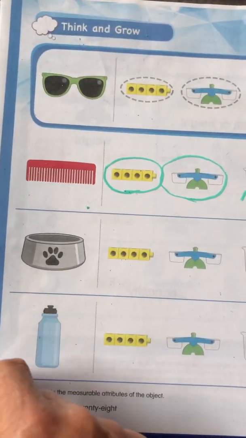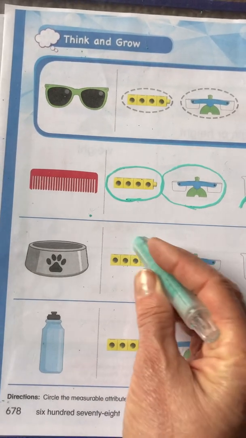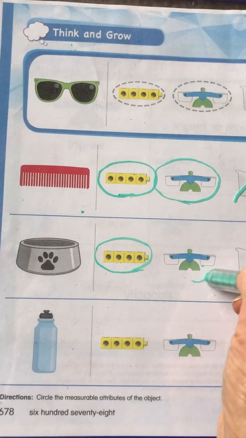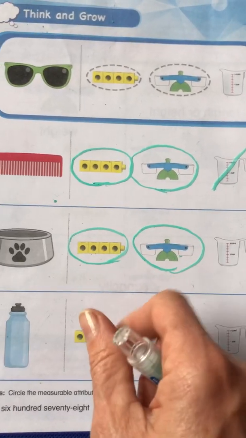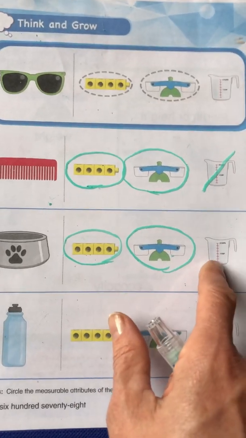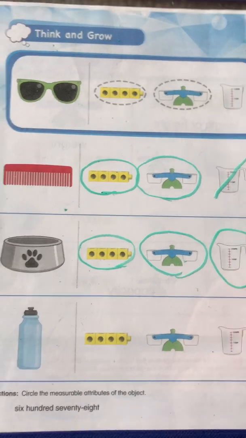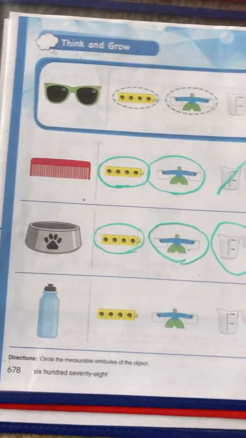Okay, we have a dog dish here. Could we measure how long or tall it is? Yes. Can we measure how much it weighs? Yes. Can we measure how much water it might hold? How much liquid? Yes. It would do all 3. Because look, it's a bowl. So it can hold water.